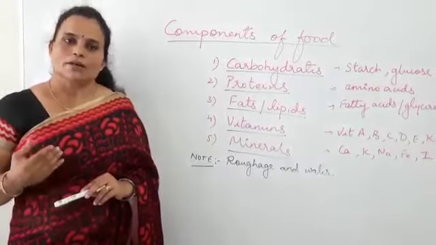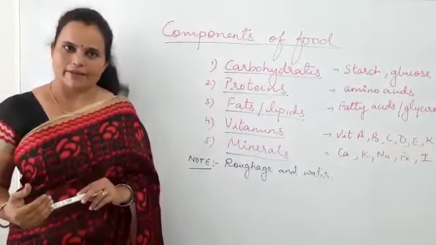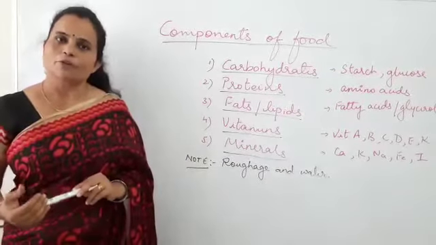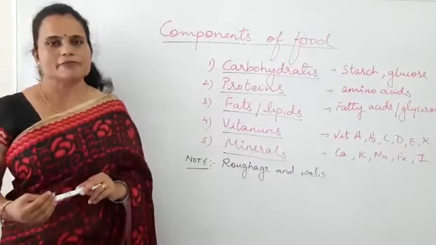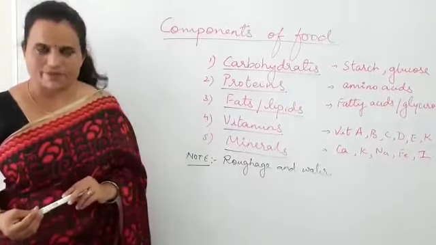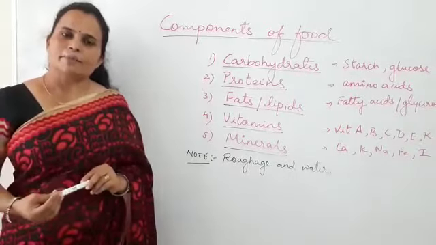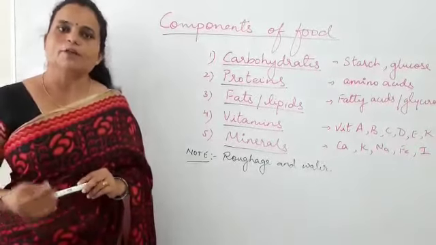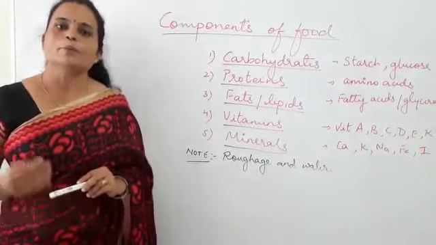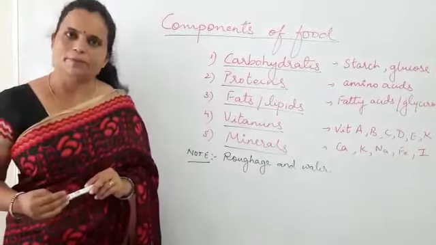Okay, so carbohydrate, protein and fat. These are the three components. The fourth component is vitamins and the fifth component is minerals. Then what are vitamins? Vitamins and minerals both are protective food. They protect our body and also help in proper growth of our body.